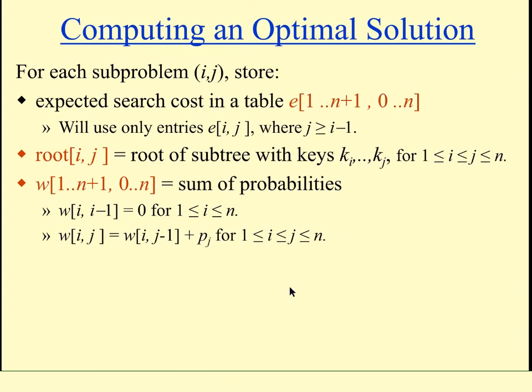So we define some variables first. For each subproblem ij, we store the expected search cost in a table E from 1 to n plus 1 and 0 to n. This is just the table size. The first one is the rows, 1 to n plus 1, and then this one is 0 to n. In fact, we already know we want from 1 to n, 1 to n. So it should be 1 to n is enough.